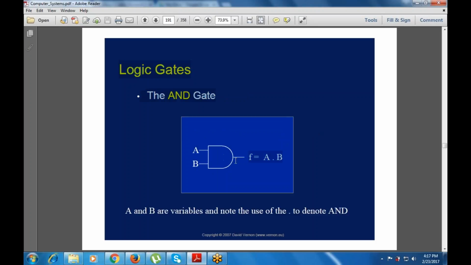This is the symbolic, pictorial representation of the AND gate. There are two inputs, A and B, going into one AND gate, which means A into B. So the function equals A multiplied by B, or A dot B. A and B are the variables, and we use the dot sign to denote the AND gate. That means F, the function, equals A dot B.